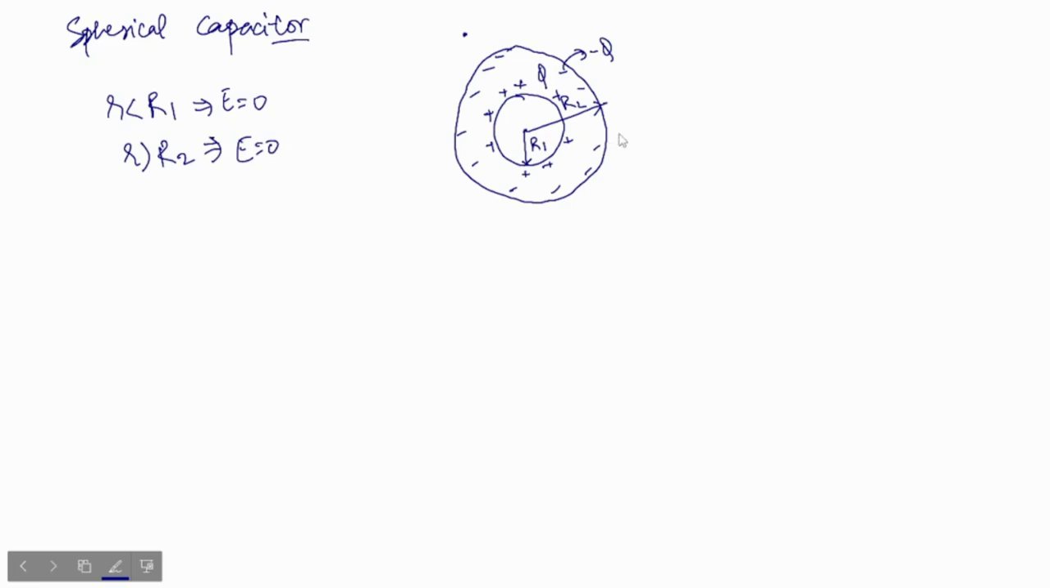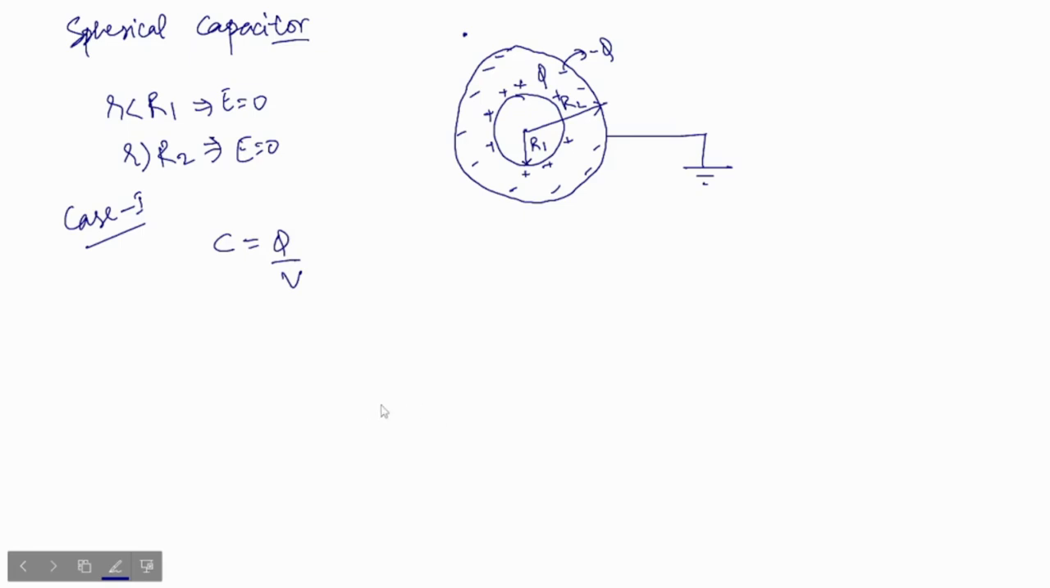Now, in this spherical capacitor, we will be taking different cases. The first case is that our outer sphere is earthed, meaning this sphere is grounded. For this case, we will be finding our capacitance. Now you know that C is equal to Q upon V, the capacitance of a general conductor.